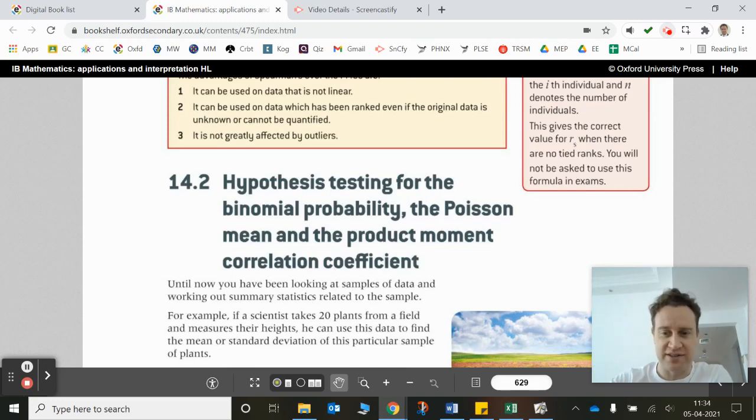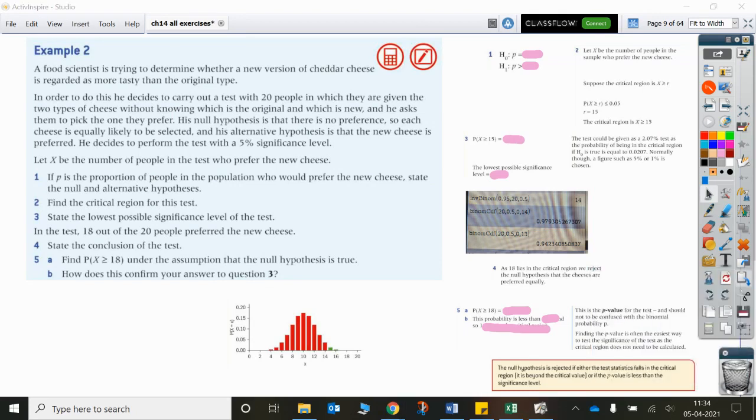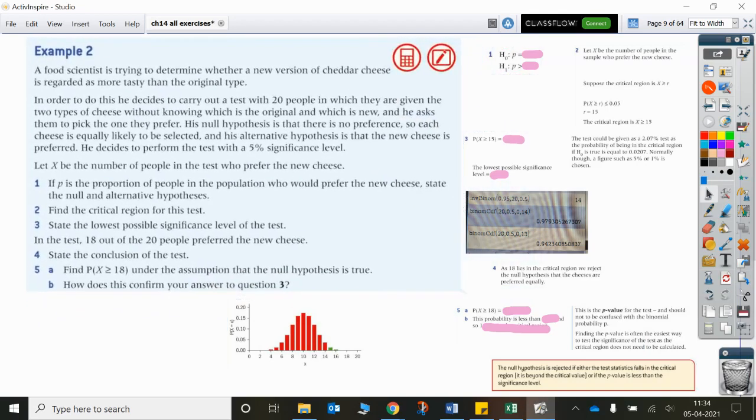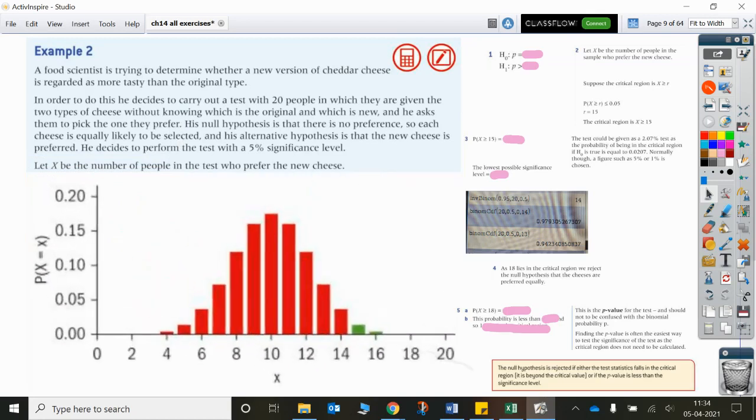Okay, so let's look at the question. So we're going to look at example 2, and I'm going to take you through all of the steps of this. It is important that you get these steps sorted out in your mind. So let's read the question to start off with. So what have we got? We've got here, let's just hide up some of this so it looks a little less messy.